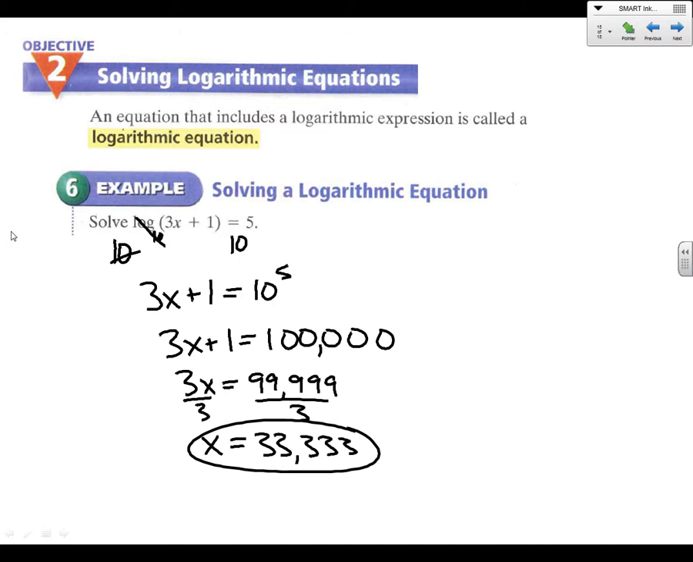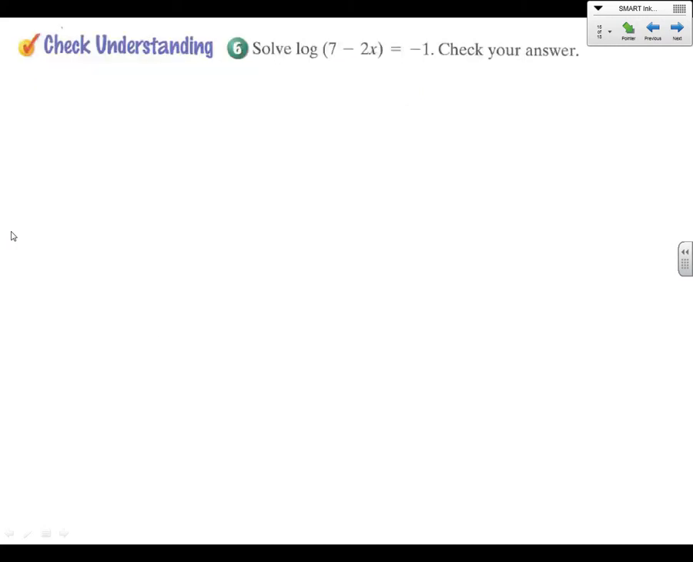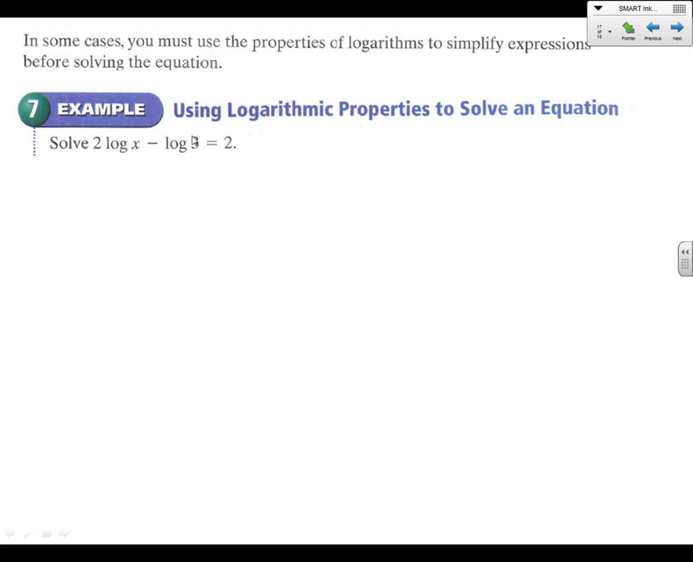All right. So, next up, understanding check number 6. And last one here. All right, so sometimes you have to use your properties, condensing and expanding, before you can get going, because we need to have a single logarithm to cancel it out. So let's first put the 2 up here. Remember, you can bring it up top. And then, what does the minus do? That means that we're dividing. So x squared over 3 equals 2.